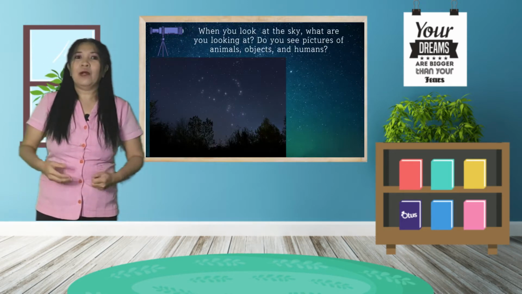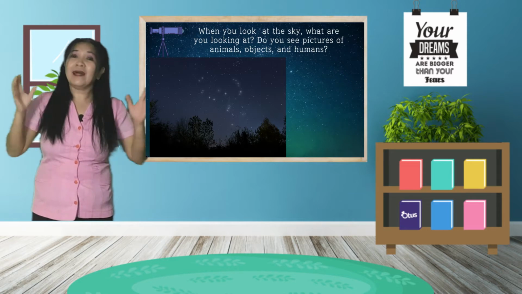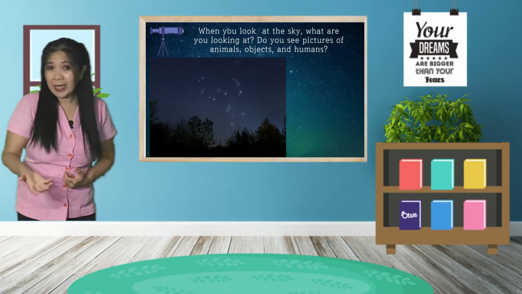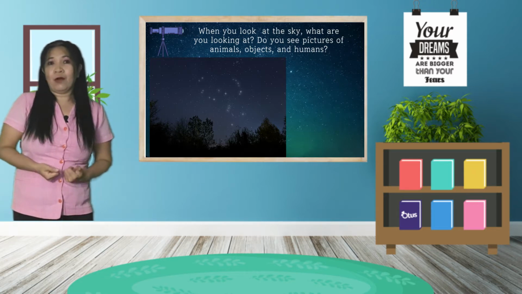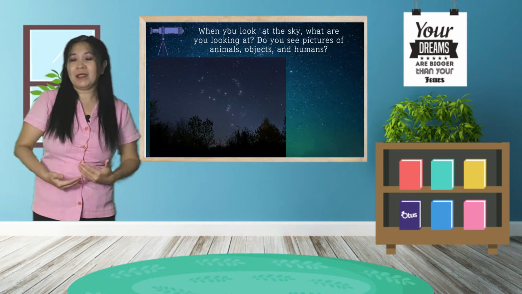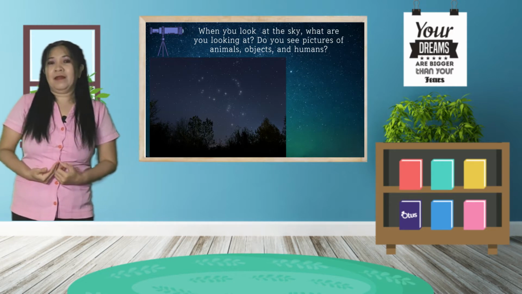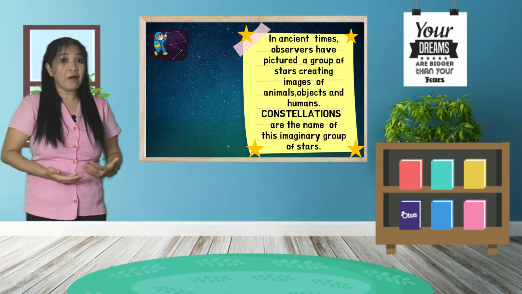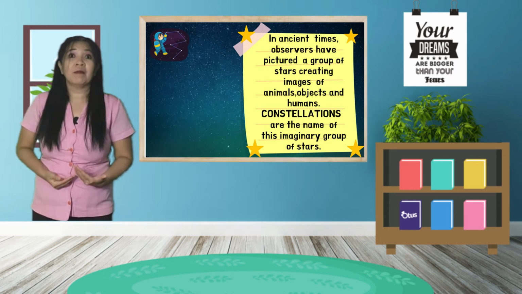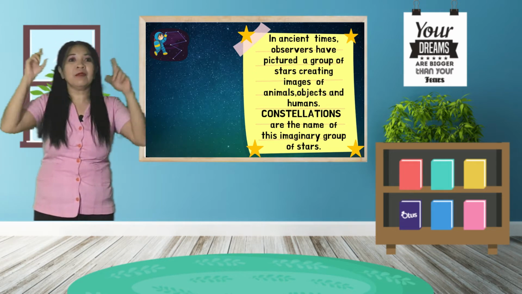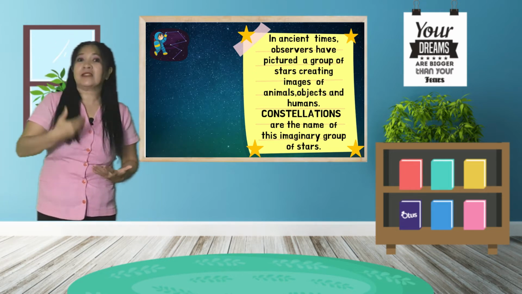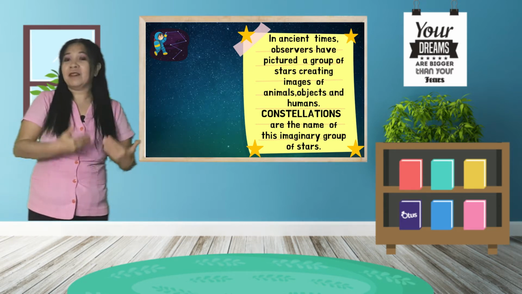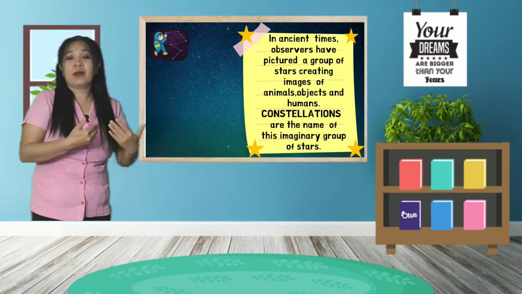So let's start. When you look at the sky, what are you looking at? Do you see pictures of animals, objects, humans? Here are some pictures of the constellations. Now, alright students, in ancient times, observers pictured groups of stars, creating images of animals, objects, and humans. Constellations are the name of these imaginary groups of stars.